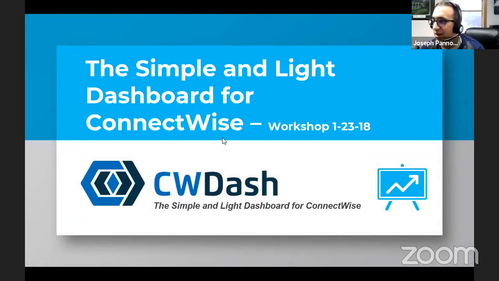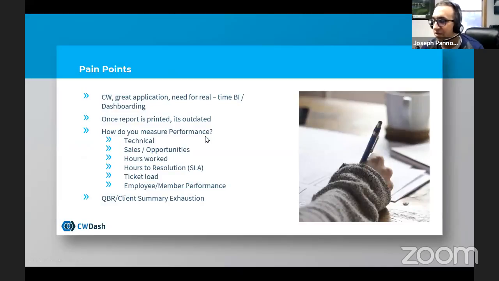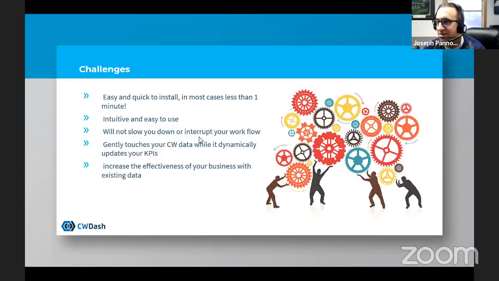Simple, light dashboard for ConnectWise, cw-.com. ConnectWise is a great application. It needs real-time information. The problem with reports, by the way, all these dashboards, we call them panels, can be exported to Excel at any time. But once a report is printed, it's outdated. The need is for real-time information to measure very different performance levels: technical, sales, hours, SLAs, ticket load, QBRs. We have a great way of working on QBRs to get all that information out of ConnectWise.